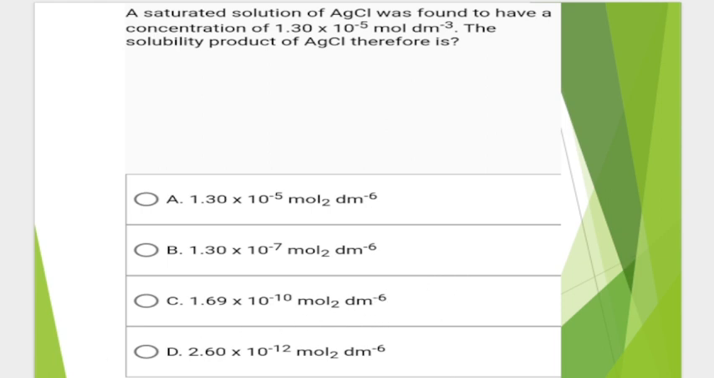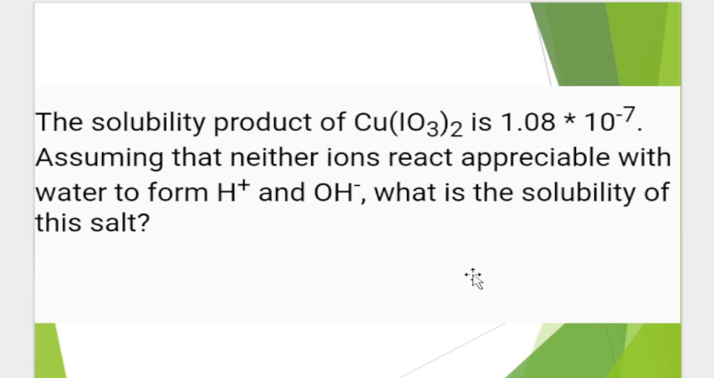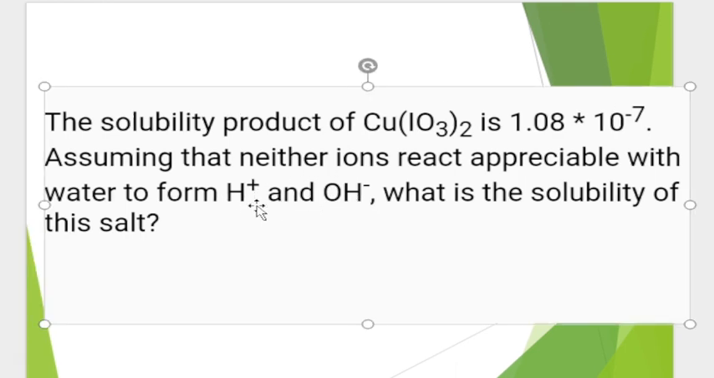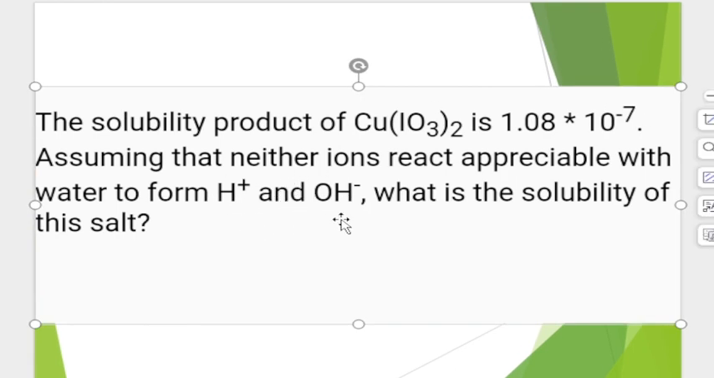One more question and we call it off. The solubility product of Cu(IO3)2 is 1.08 times 10 raised to power minus 7. Assuming that neither ion reacts appreciably with water to form H plus and OH minus, the implication is that there is no interaction with these ions, so ignore these ions. What is the solubility of the salt?